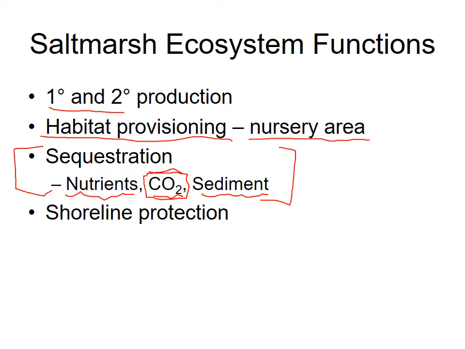Another value of salt marshes to the environment and humans is that they protect shorelines. So salt marsh grasses have deep roots that stabilize the shoreline, and salt marshes can sort of advance and grow and expand, creating this buffer area between the uplands and the ocean that will sort of be partially sacrificed when a big storm comes in, but that protects the more landward structures from being eroded away. So salt marsh is really important for shoreline protection.